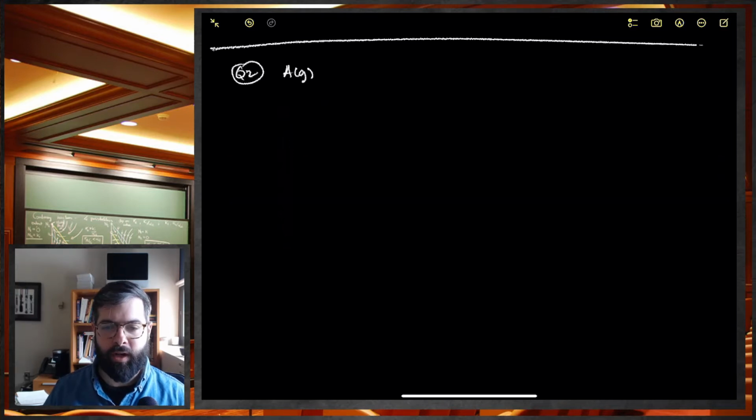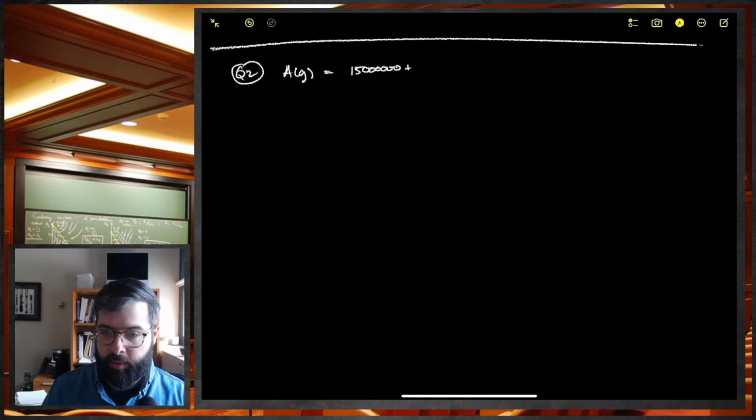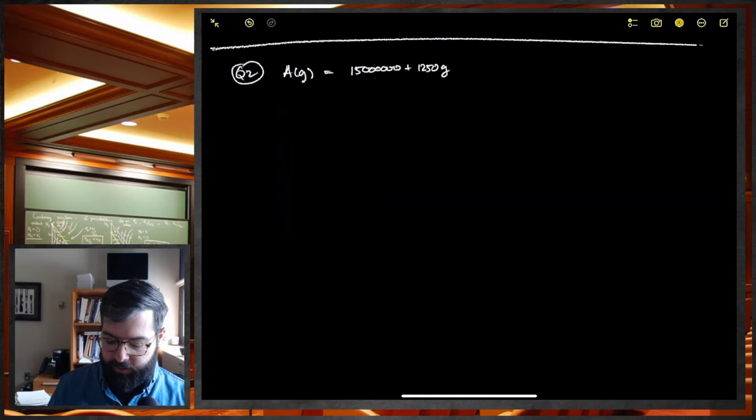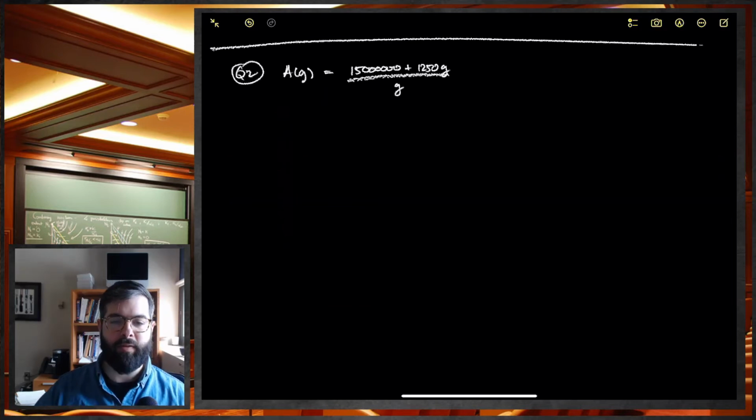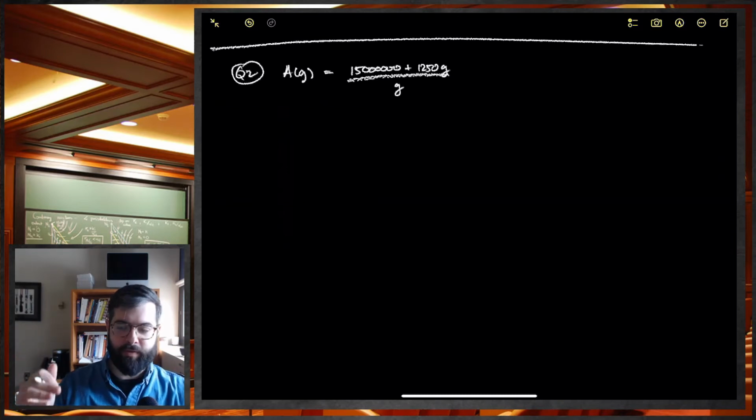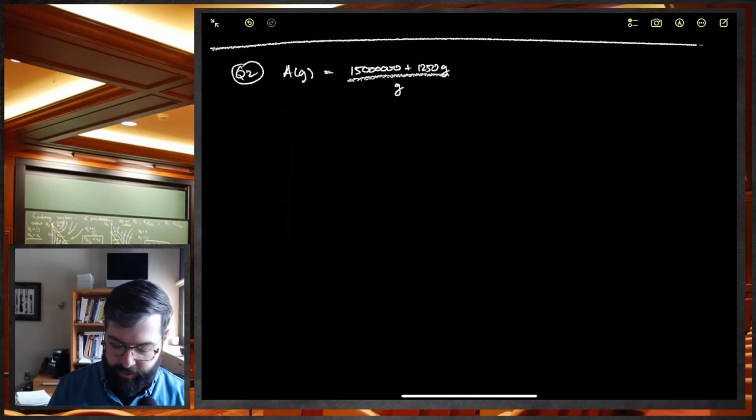So here we're creating A of G, which represents the average cost to produce G grams of the drug. For this, we note that the startup costs are a total of 15 million plus 1250 per gram. So we have this cost function, which most of us got, and then dividing by the number of grams is how we figure out the average cost, right? So you have the linear function of cost, but you divide it by the total grams to get the average cost.